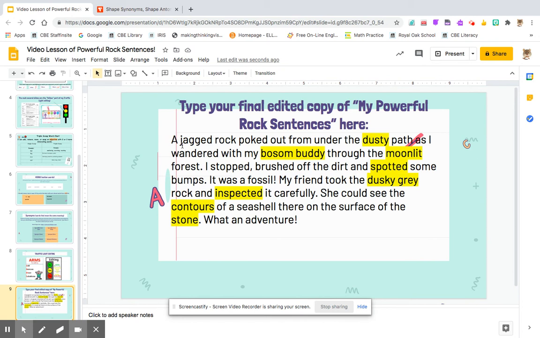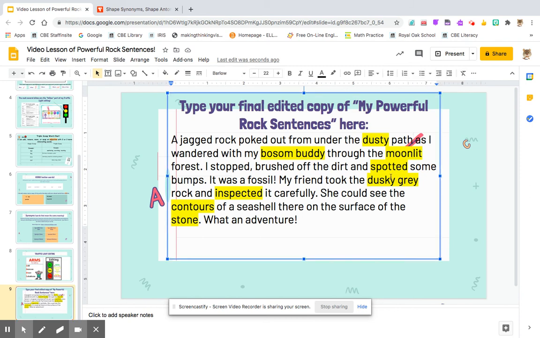And as I'm reading, I notice a jagged rock poked out from under the dusty path as I wandered with my bosom buddy through the moonlit forest. That was a big mouthful. So part of punctuation is a comma as well. I'm going to see if I can figure out where that pause should go so I can take a breath. A jagged rock poked out from under the dusty path as I wandered with my bosom buddy through the moonlit forest. I'm going to put my comma, well, it's hard to see with this underneath here, right after path.